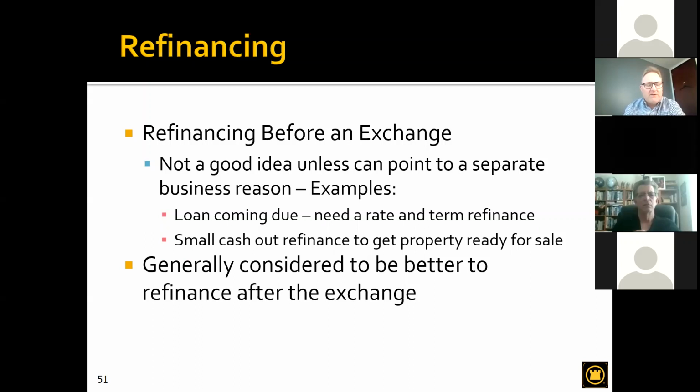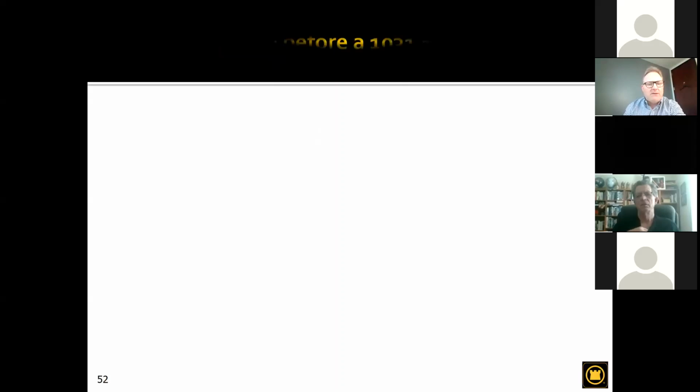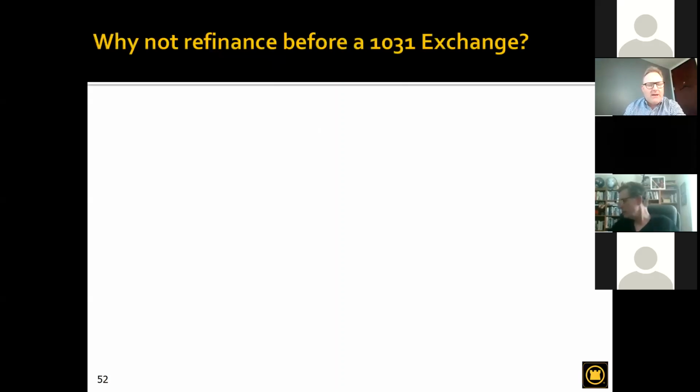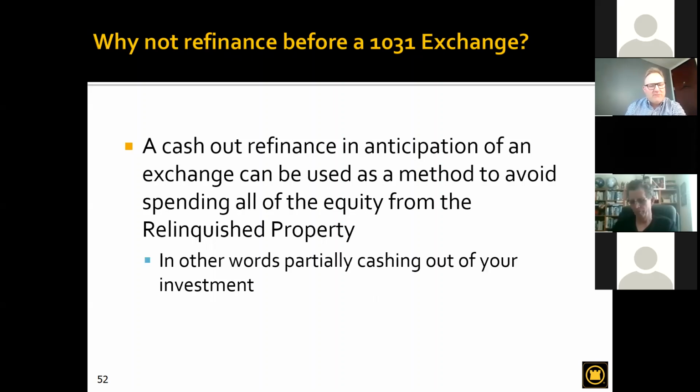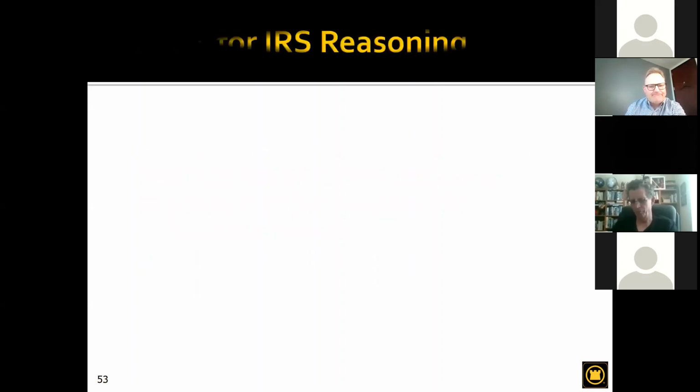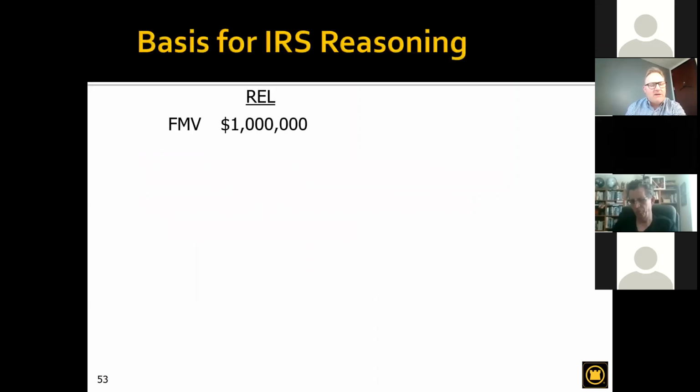Now, it's generally considered better to refinance after the exchange, because a cash out refinance in anticipation of an exchange can be used as a method to avoid spending all the equity from the relinquished property. To give an example of that, let's say we were selling a $1 million property, we have $200,000 of debt and $800,000 of equity.